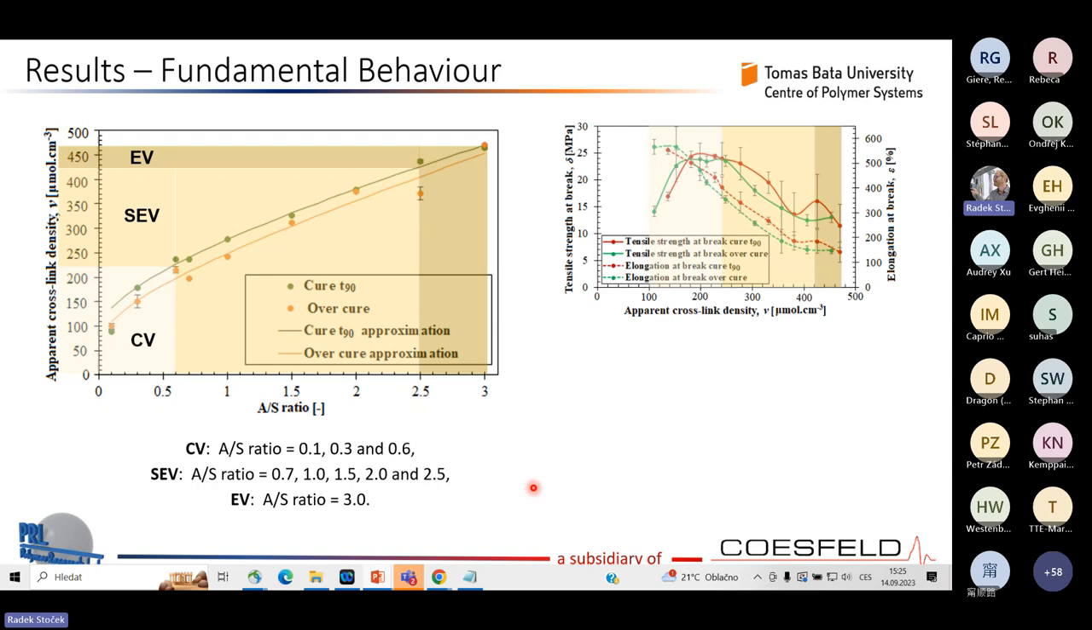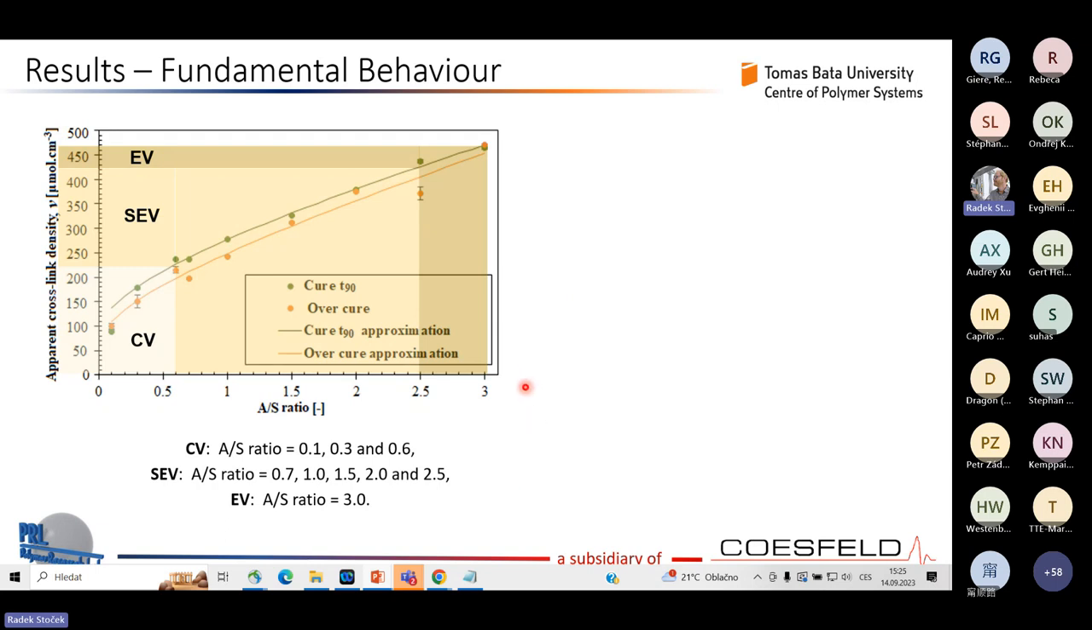Sorry, one point back: why the two curves? I totally forgot to say that we have two curves, because the green one is for material which was cured directly at T90 time, and the orange one was evaluated for overcuring time, 10 minutes over T90, because we had a natural rubber. So we demonstrated really the reversion and the destruction of the rubber matrix due to overcuring. And this is clearly visible here, that the crosslink density decreases.